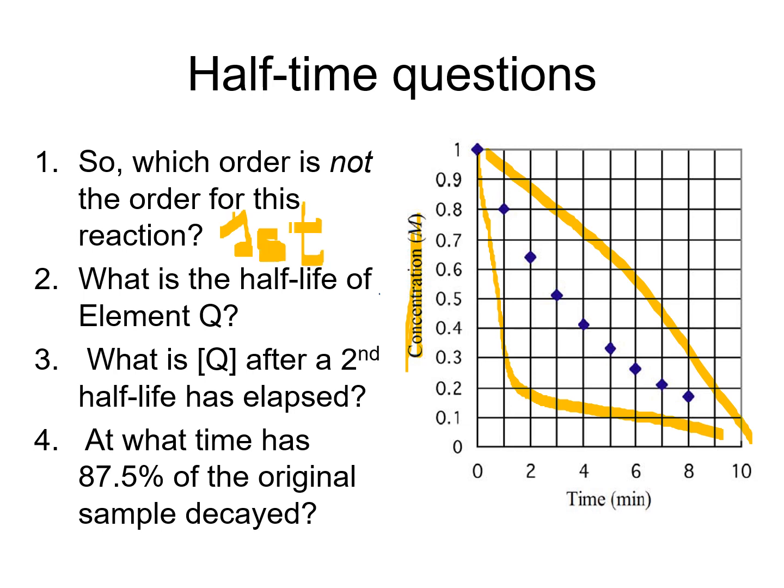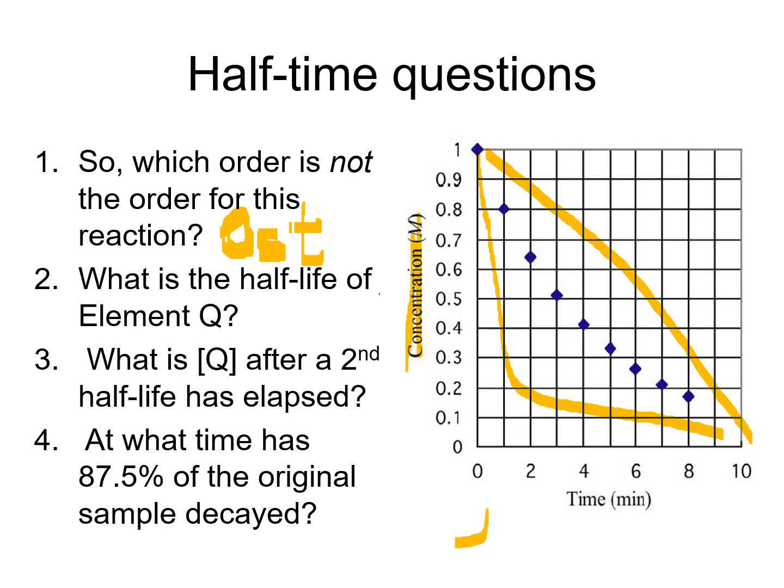I'm sorry, zero, because it's not linear. What is the half-life of the element? So to go from 1 to 0.5 is taking 3 minutes, and then to go from 0.5 to 0.25 is going to take another 3 minutes. So the time is the same.